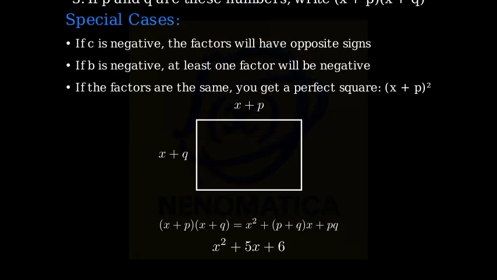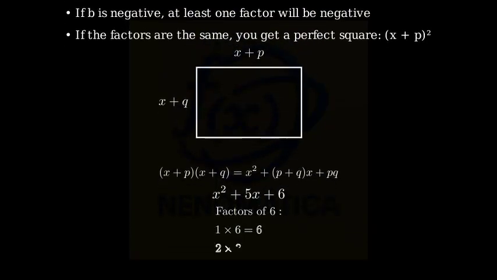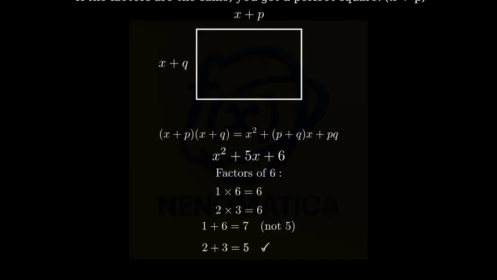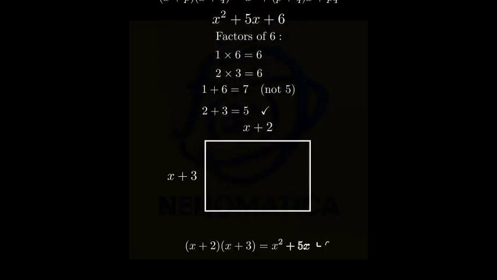For example, with x squared plus 5x plus 6, we need factors of 6 that sum to 5. The factors of 6 are 1 and 6 and 2 and 3. 1 plus 6 equals 7, which isn't 5. 2 plus 3 equals 5, which is what we want. So, the factors are 2 and 3, and the factored form is (x plus 2)(x plus 3).